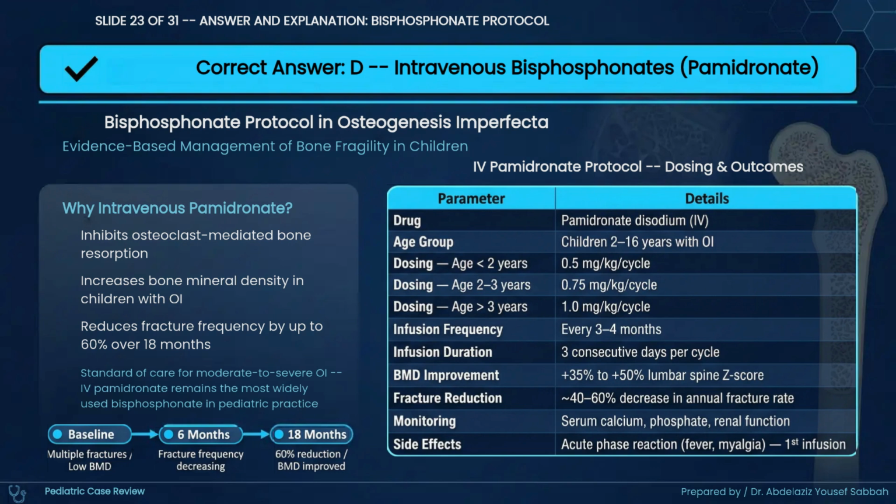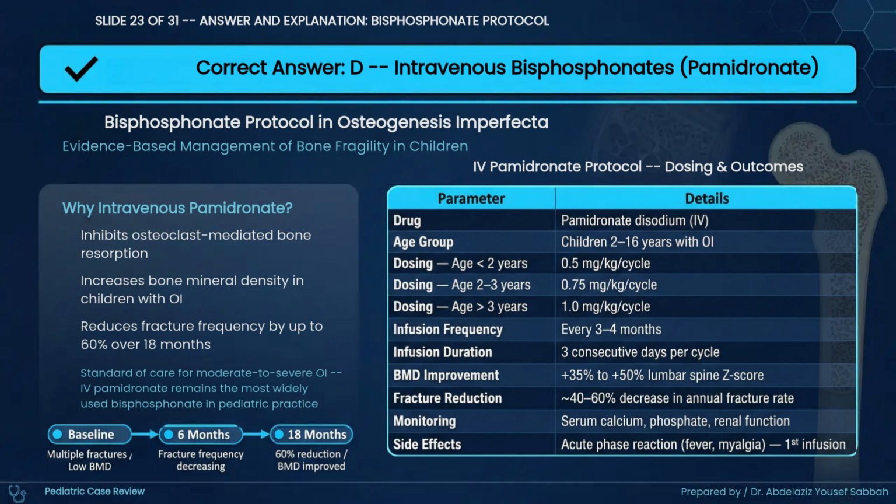Intravenous pamidronate is the standard of care for moderate to severe osteogenesis imperfecta in children. It works by inhibiting osteoclast-mediated bone resorption, increasing bone mineral density, and reducing fracture frequency by up to 60% over 18 months. The dosing protocol for pamidronate disodium is as follows.